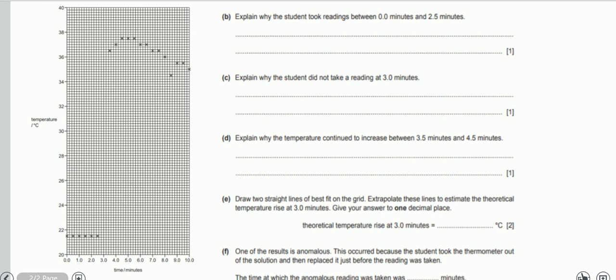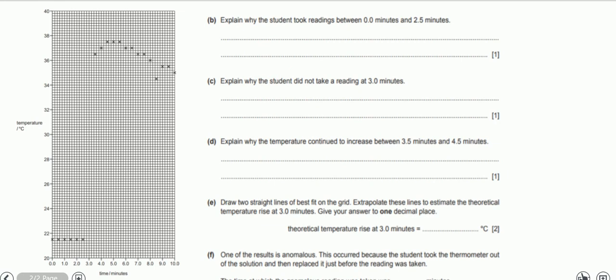Okay, now continuing from where we left off last time. This is May, June 2017, Variant 5-1, Question number 1. We already did part A, so now we're going to start with part B. Part B is: explain why the student took readings between 0 minutes and 2.5 minutes.